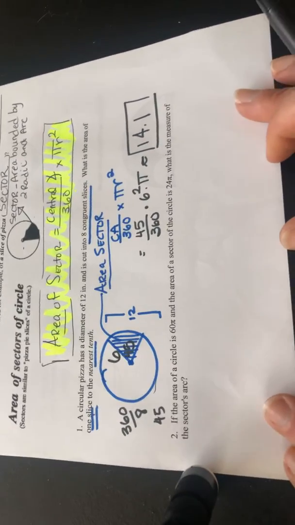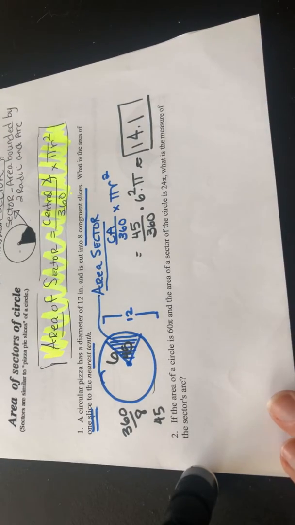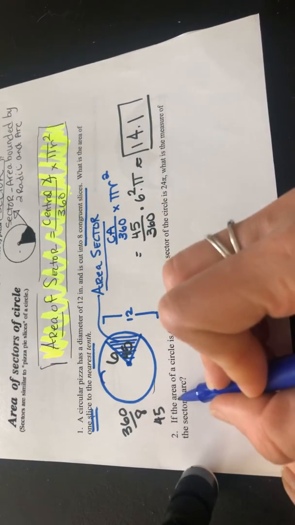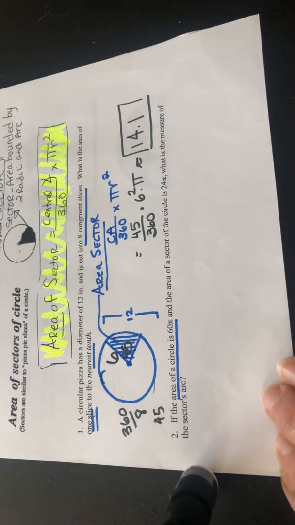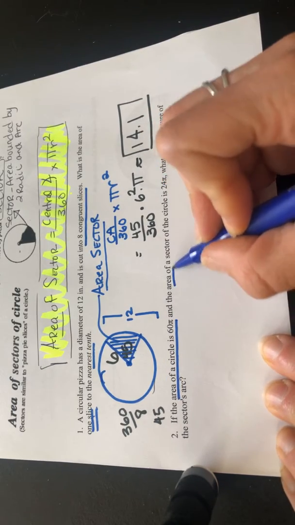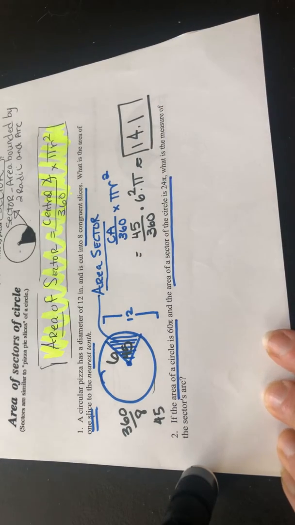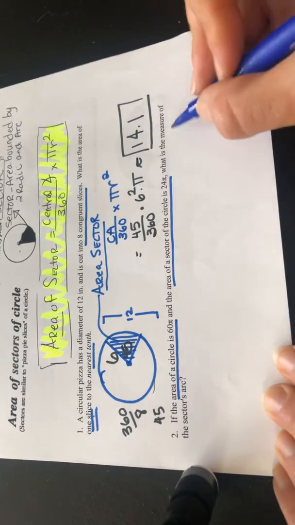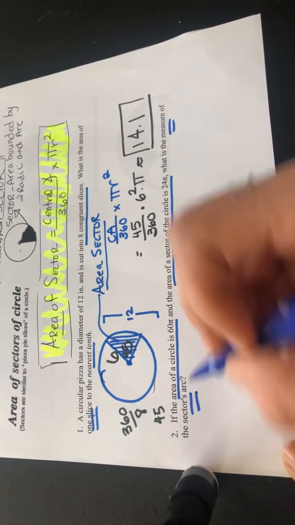All right, let's take a look at question 2. So question 2, I'm telling you the area of the circle is 60 pi. I like underlining it so you see the information you have. And then I also tell you the area of the sector is 24 pi. So you're not looking for the sector this time. It wants to know what is the measure of the sector's arc.